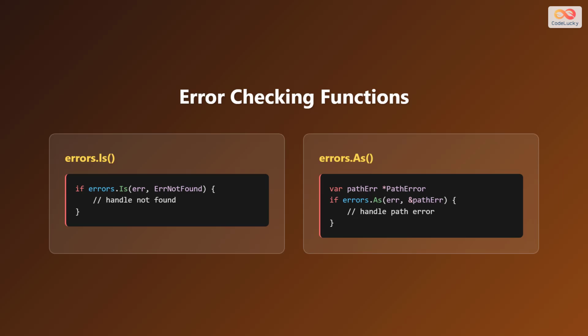Go provides two useful functions in the errors package for checking errors. The first one is errors.Is. Use errors.Is to check if an error is a specific error value or is wrapping that error. This is useful for checking for sentinel errors, which are predefined error values. The second one is errors.As. Use errors.As to check if an error is of a specific type. If it is, errors.As will populate a target variable with the error value. This is useful for extracting specific information from an error.